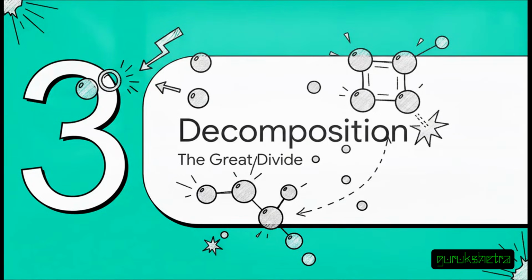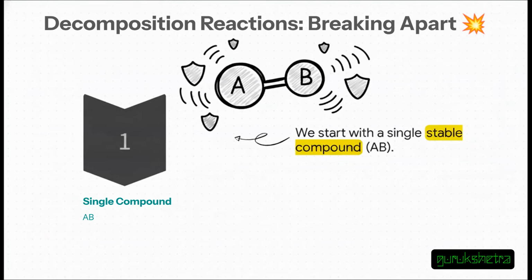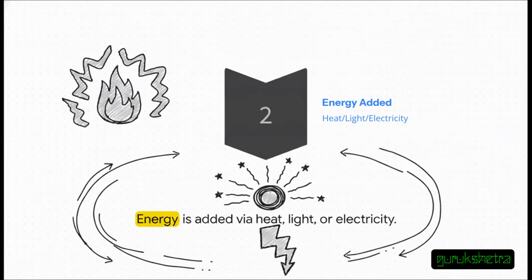Section 3. Decomposition. So, if combination is all about bringing things together, what happens when we need to tear them apart? On your screen, you'll see our starting point for a decomposition reaction. We have a single unified compound. Let's label it AB. Left totally alone, it is completely stable. But to force this stable compound apart, we've got to add energy to the system.